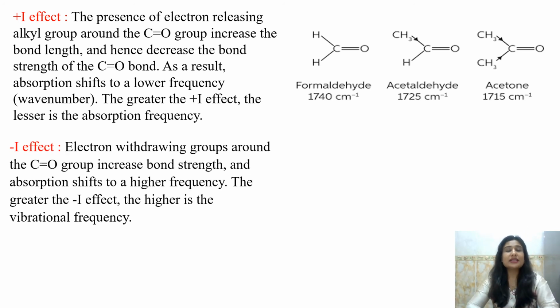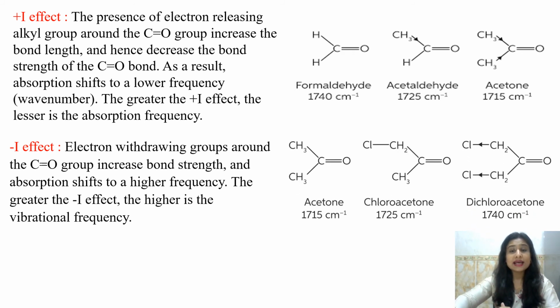Now what is the minus I effect? The opposite of plus I effect. When the electron withdrawing groups are present around the carbonyl group, it increases the bond strength. And according to Hooke's law, when the bond strength is increased, the frequency of vibration also increases. So the absorption bands will appear at higher wave number.